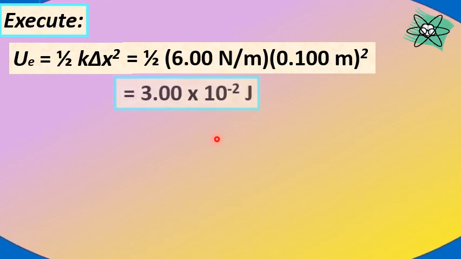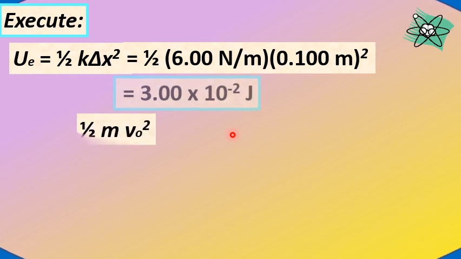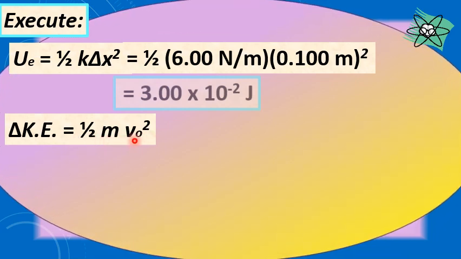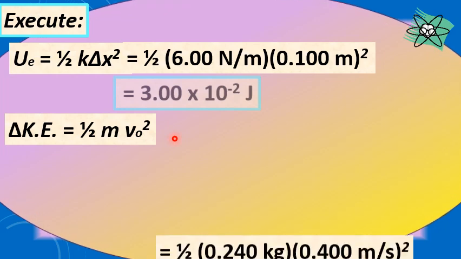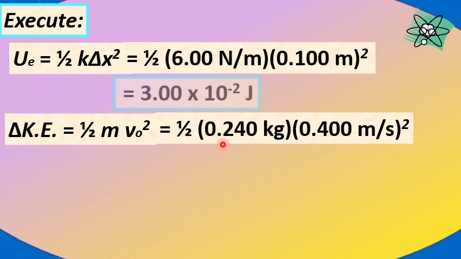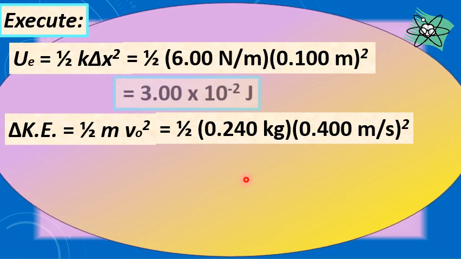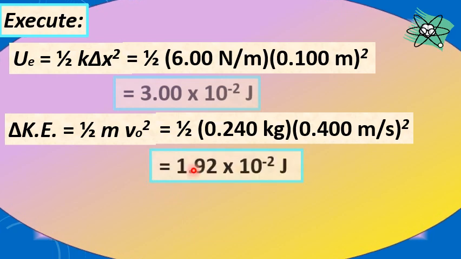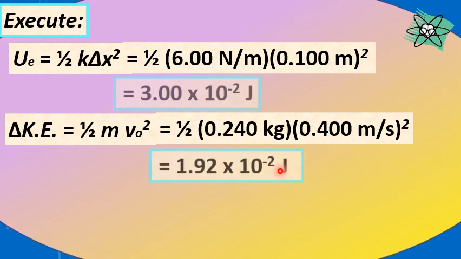Likewise, the change in kinetic energy, delta KE, using the formula one half the mass times the square of the initial speed v naught. Substituting the quantities, we have 1/2 multiplied by 0.240 kilogram and multiplied by the square of v naught, 0.400 meter per second. So again, when we do our math, we get the value for delta KE equals 1.92 raised to the negative 2 power joules.